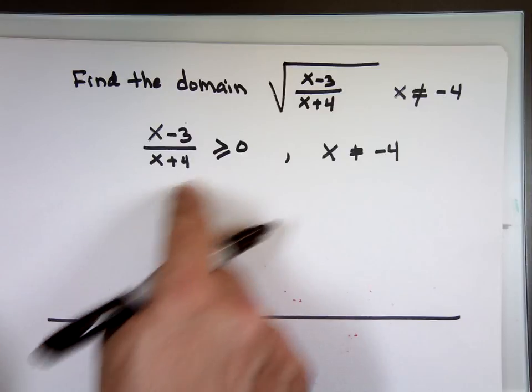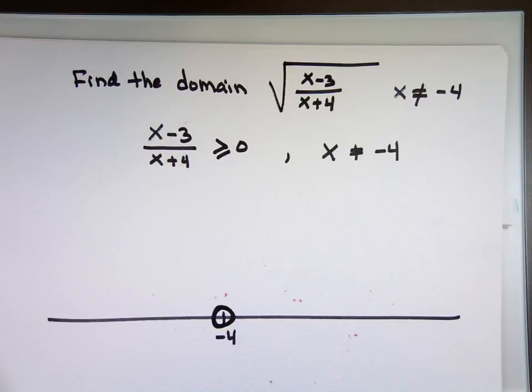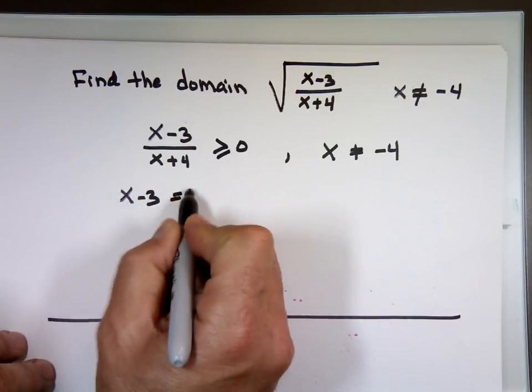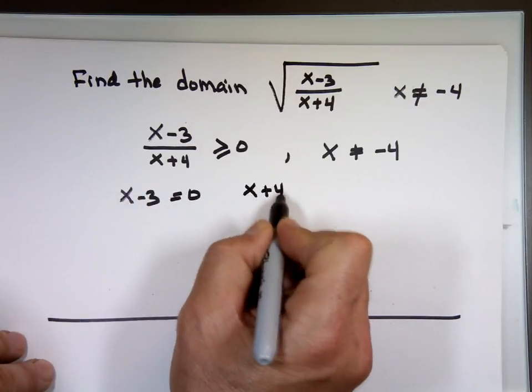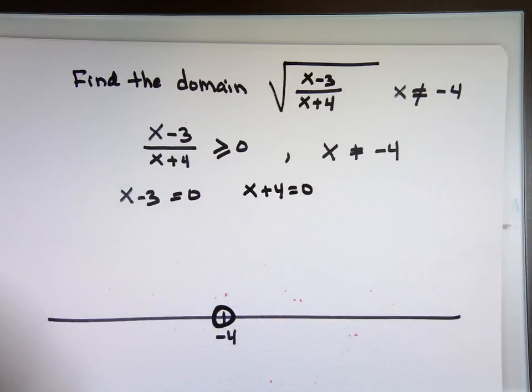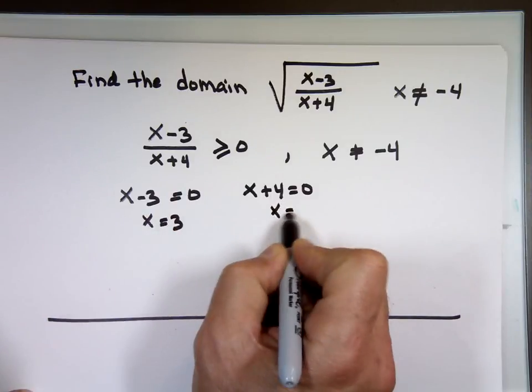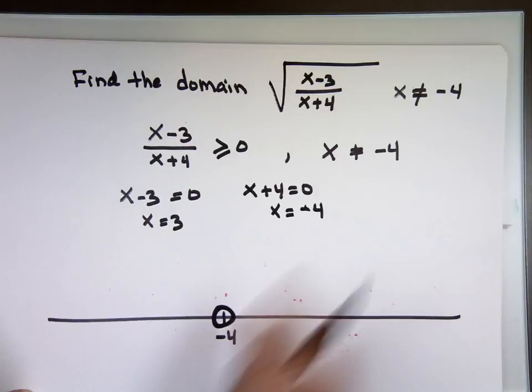Let's look at this problem. How do you solve this? You set them to 0. Take the top, set it equal to 0, the bottom, set it equal to 0, both, and see what the critical values are. So x has to be 3 here, and x has to be what here? Negative 4. I already have the negative 4 circle saying it can't be.